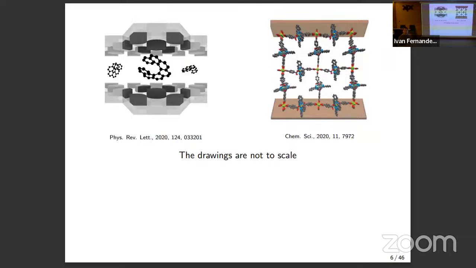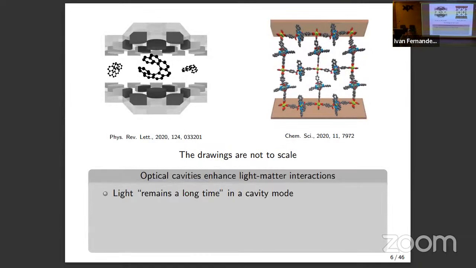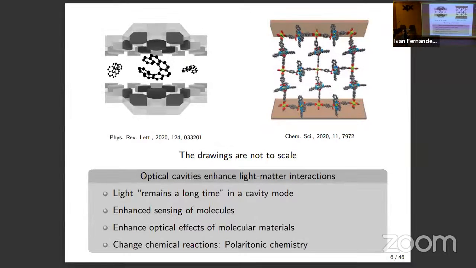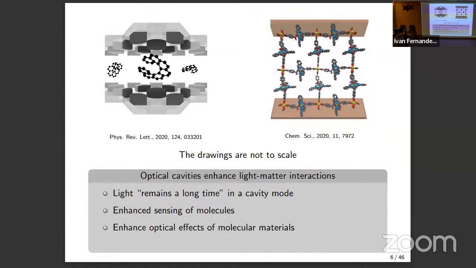And one other thing that experimentalists really like to do is to put molecules inside cavities. And the idea, of course, is that there will be some enhancement of the light-matter interaction. In particular, one can say that light is a long time in a cavity mode, with a lot of passes through the matter. And then you may be able to enhance the sensing of molecules that you put inside, or enhance the optical effect of molecular materials.